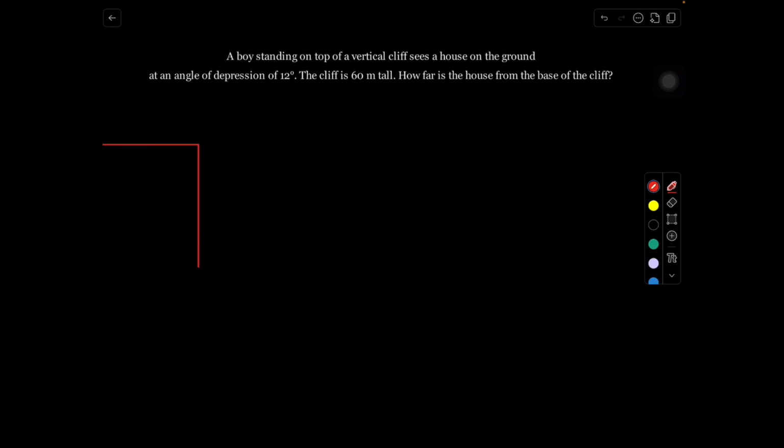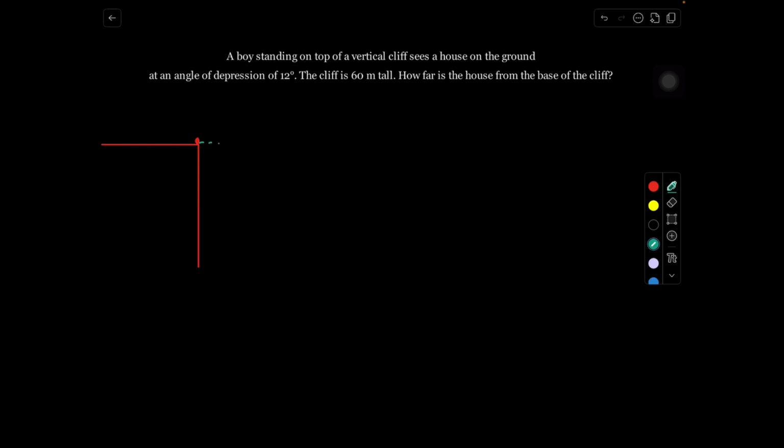So we have a cliff like this, and there's a boy right here, okay? And he sees a house on the ground at an angle of depression of 12 degrees. Now this is what's really important. So angle of depression is always measured like this.